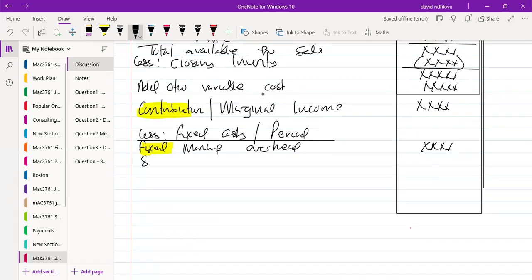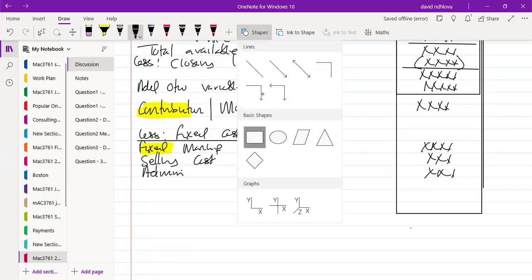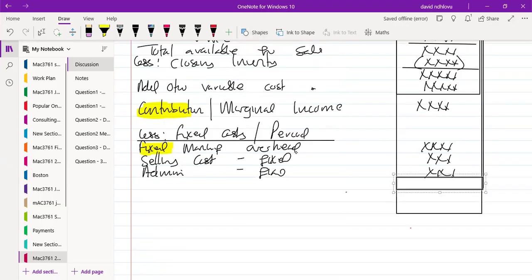Right, then we can have selling costs. Then we can have admin cost. All of this must be fixed costs because all the variable costs will have been taken into account there if they are non-manufacturing. Right, so that when you now deduct this cost here, you are going to get net profit. And that would be the final calculation.